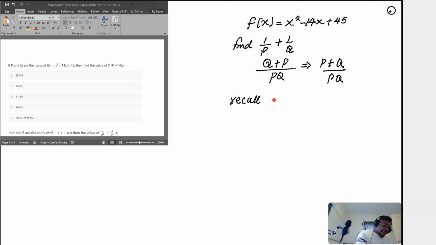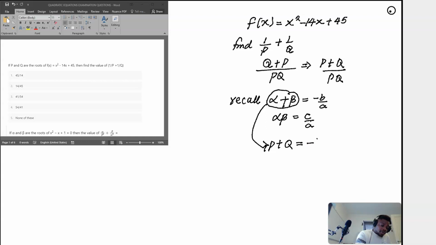Remember that alpha plus beta, which is the sum of roots, is minus b over a. Alpha beta, which is the product of roots, is c over a. Here, rather than saying alpha and beta, we are given p and q. So it simply means that p plus q is our sum of roots, which is minus b over a, and pq is the product of roots. So now all we need to do is find a, b, and c.